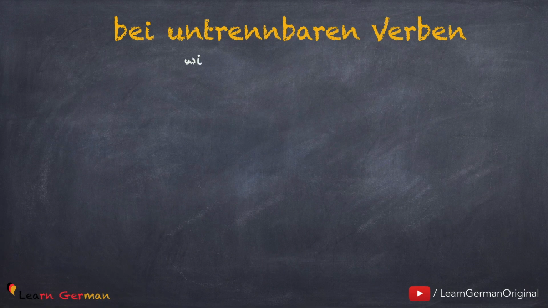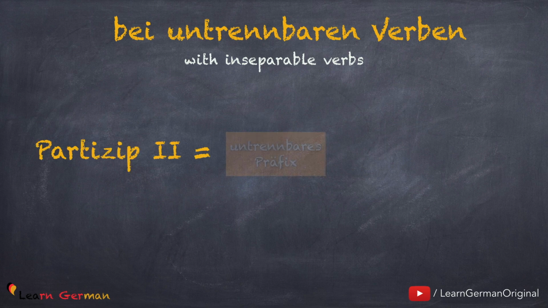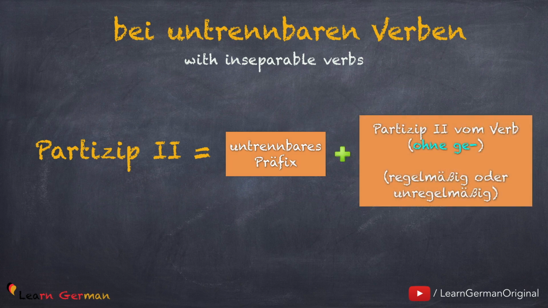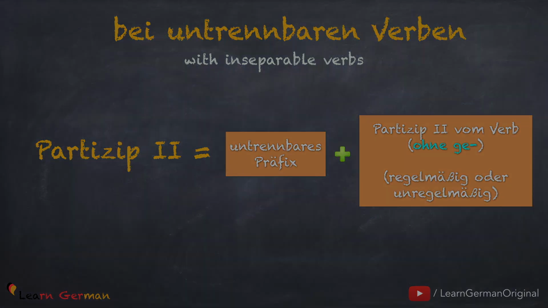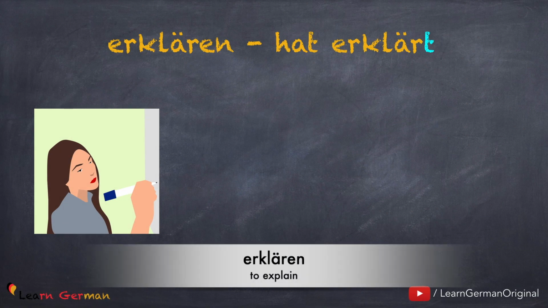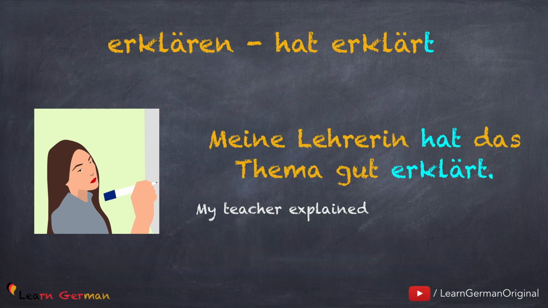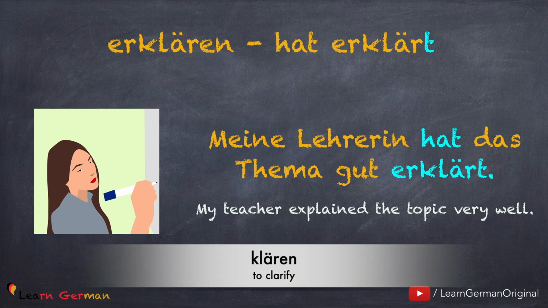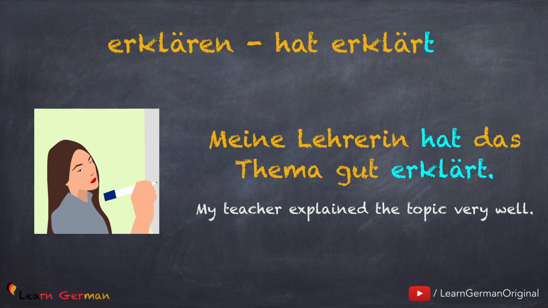Now let's see how to make perfect for untrennbare Verben. In this case, the Partizip II will have the untrennbares Präfix with Partizip II vom Verb, but without ge. This verb could be regelmäßig oder unregelmäßig. Let's look at a few examples to understand this. The first one is erklären, hat erklärt. Meine Lehrerin hat das Thema gut erklärt. In this case, the verb klären is a regelmäßiges Verb. Hence, it takes only a t at the end.